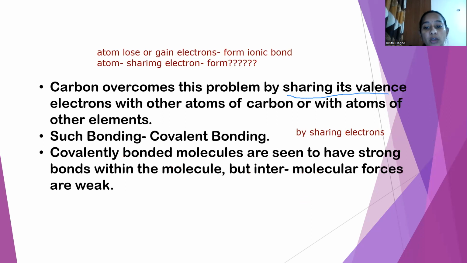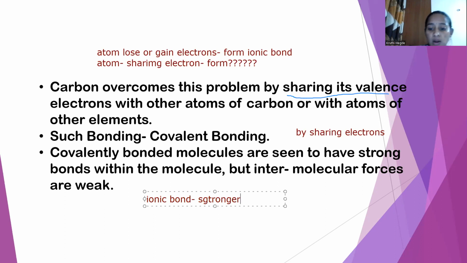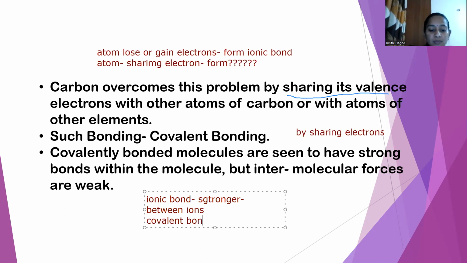Covalently bonded molecules are seen to have strong bonds within the molecule, but intermolecular forces are weak. But in the case of ionic bond, it is stronger. Ionic bond is stronger because it is between ions, that means charged particles, right? Whereas covalent bonds are comparatively weaker.